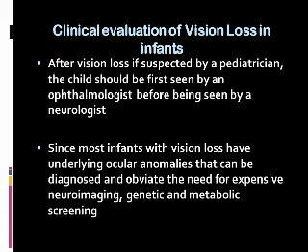After vision loss is suspected by a pediatrician, the child should first be seen by an ophthalmologist before being seen by a neurologist, since most infants with vision loss have underlying ocular anomalies that can be diagnosed already and may obviate the need for expensive neuroimaging, genetic, and metabolic screening.